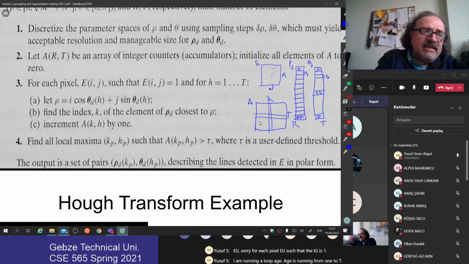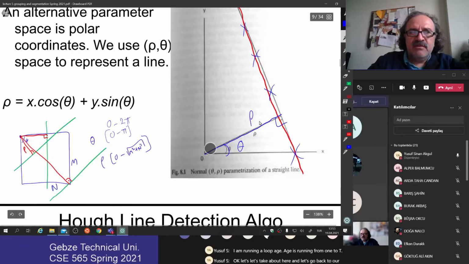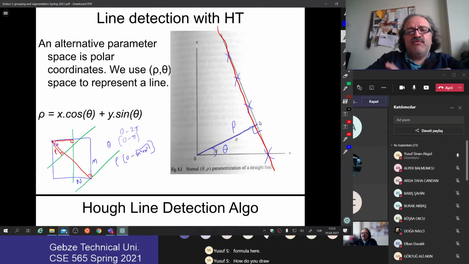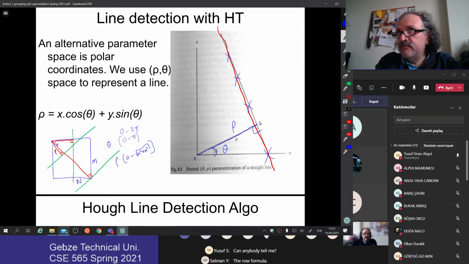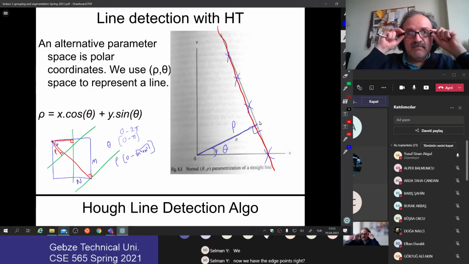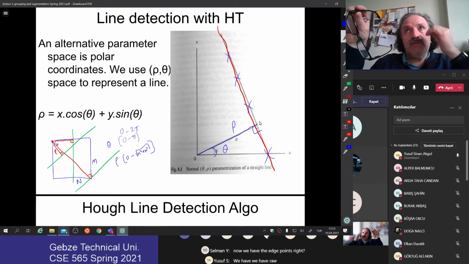Let's take a pause here and go back to our formula. How do you draw a line using this formula? Can anybody tell me? The rho formula? Yes, using the rho formula. How do you draw a line? Now, we have the edge points, right? We have rho and theta values.